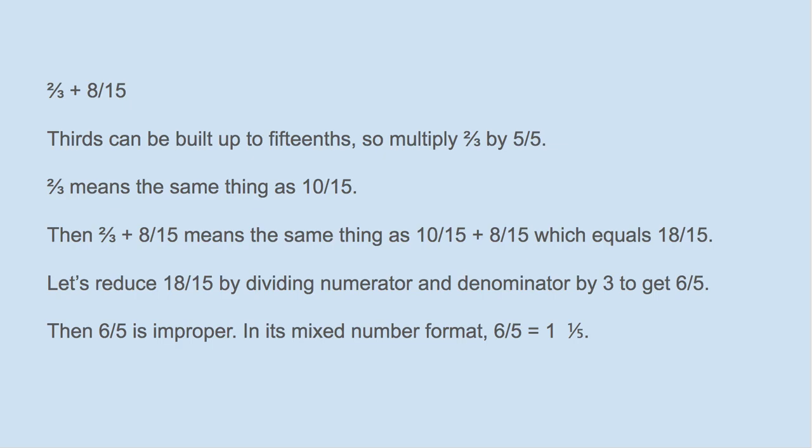Let's reduce 18/15 by dividing the numerator and denominator by 3 to get 6/5. Then 6/5 is improper. In its mixed number format, 6/5 will give you 1 and 1/5.